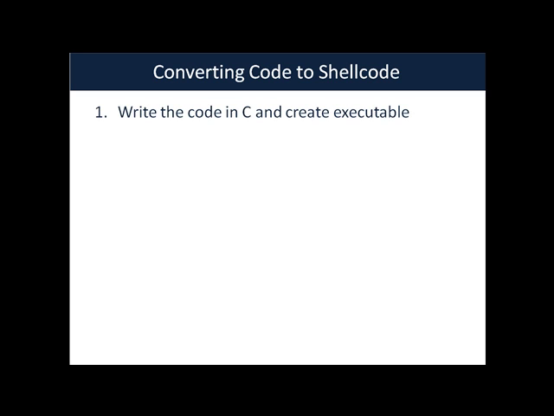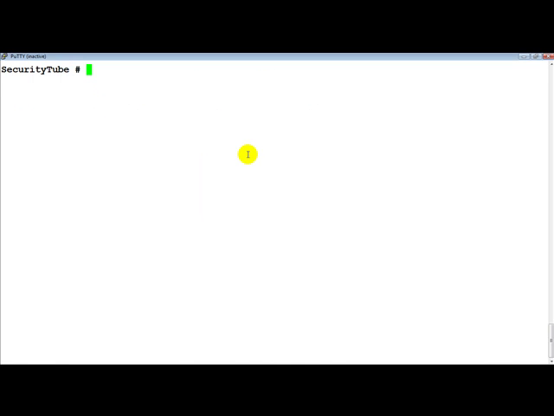So the procedure is, first of all, write the code in C and create the executable. Now let's actually do this step by step. Let's write a very simple program called exit.c. All this program is actually going to do is exit gracefully. Let's go ahead and compile this program.